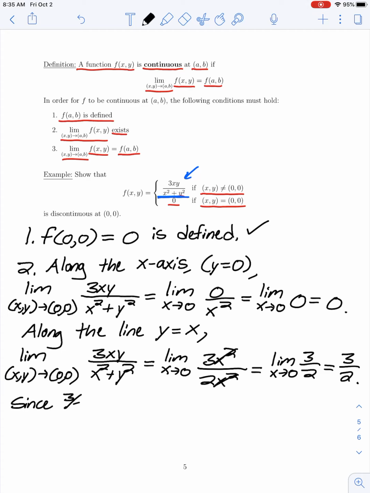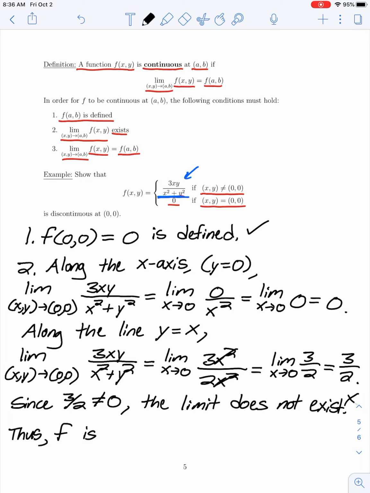So since this limiting value does not agree with the limiting value along the x or the y axes, we could say the limit does not exist. So the second condition for continuity failed. Therefore, our function f is discontinuous at the origin, which is what we wanted to show here.